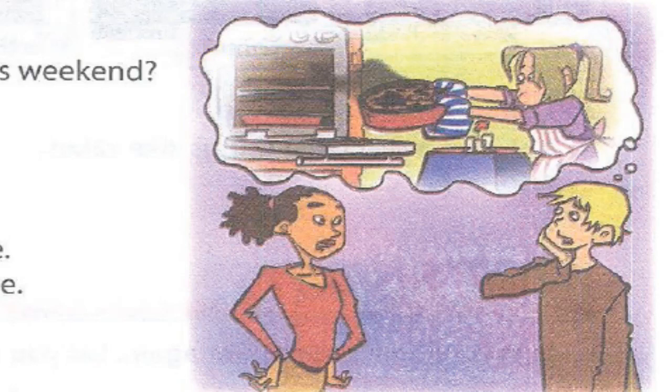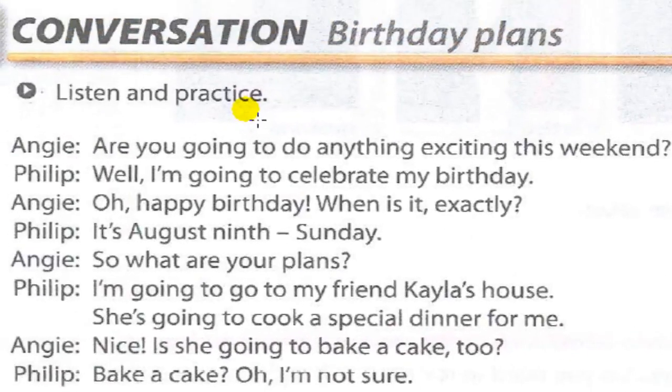Listen and practice. Listen and repeat. Page 72, Exercise 2, Conversation, Birthday Plans. Listen and practice. Are you gonna do anything exciting this weekend? Well, I'm gonna celebrate my birthday. Oh, happy birthday. When is it exactly? It's August 9th, Sunday. So what are your plans? I'm gonna go to my friend Kayla's house. She's gonna cook a special dinner for me. Nice. Is she gonna bake a cake too? Bake a cake? Oh, I'm not sure.